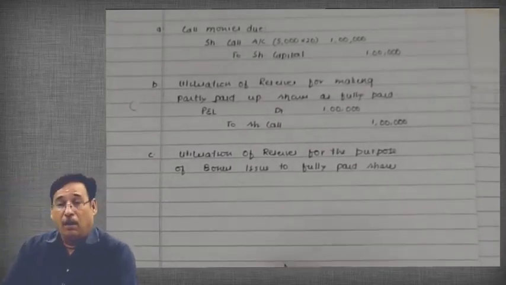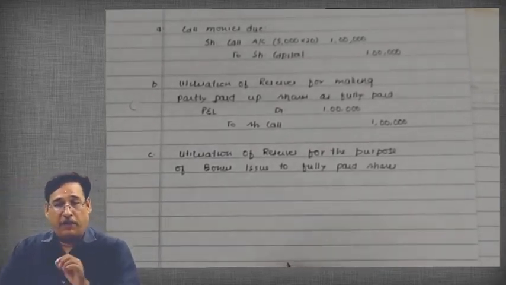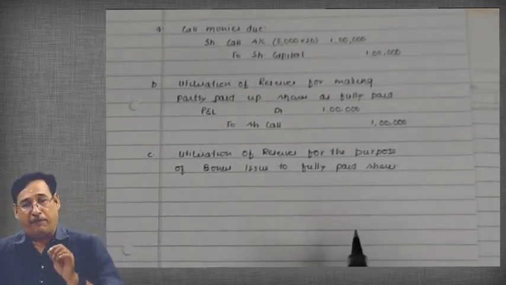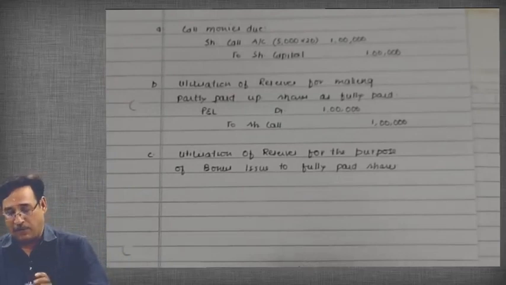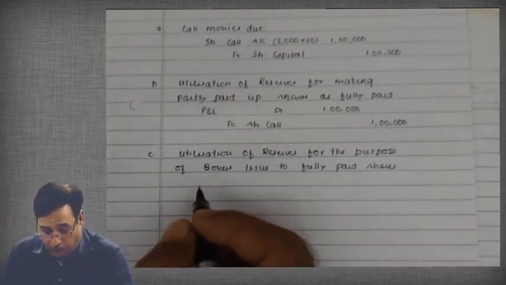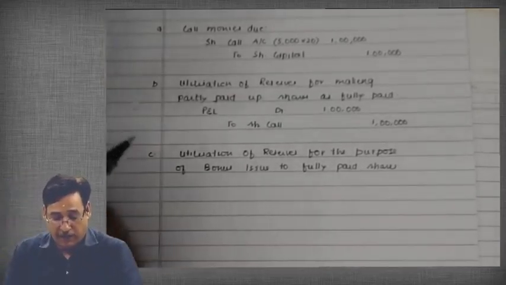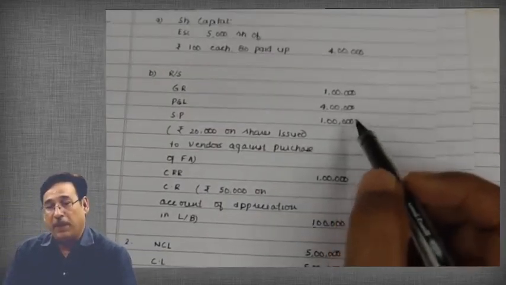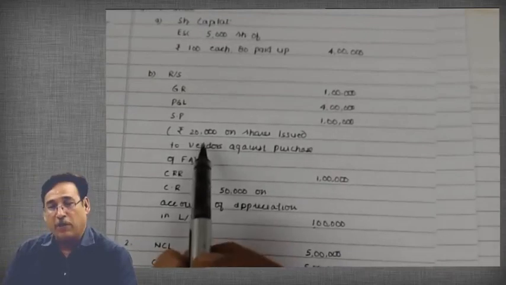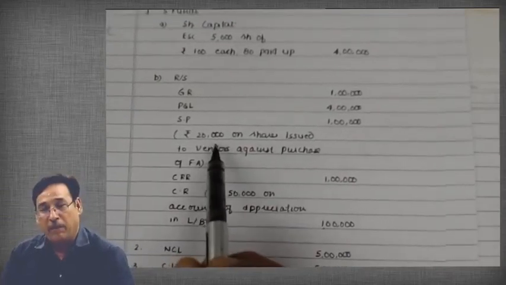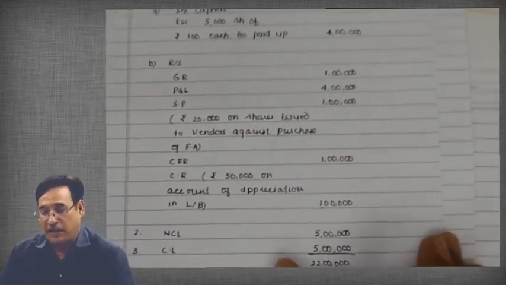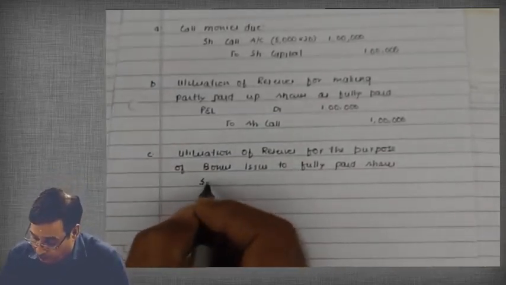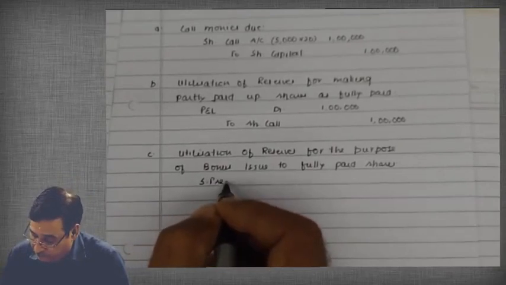So we can use capital nature reserve and revenue nature reserve, but as I have so often been saying, preference should be given to capital nature reserve. So first of all, I will look into the balance sheet. As you can see in the balance sheet, this time I have got security premium, but I cannot utilize the entire 1 lakh because 20,000 worth of security premium is not realized in cash, so I can use only 80,000. So I will write here security premium account debit.